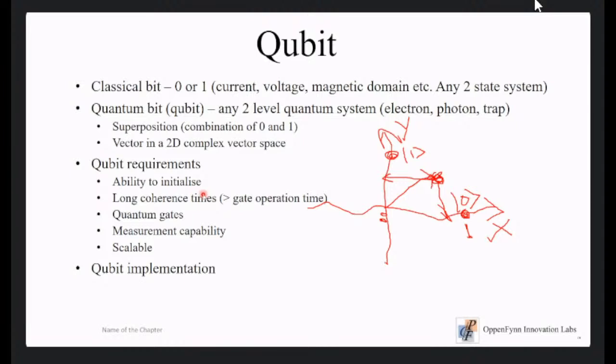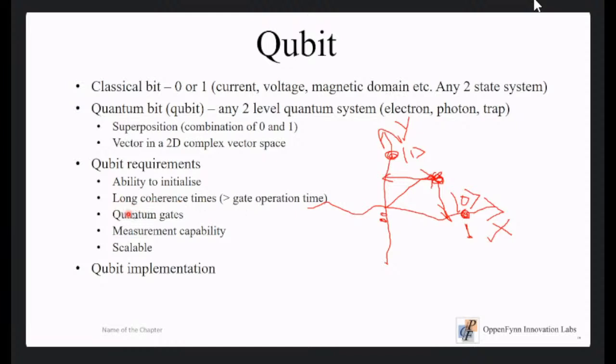And the minimum that you would need is that the qubit holds state 0 or 1 for as long as it takes to do the gate operation on it. That's why I said when we say long coherence times, we would like as long as possible, but the minimum required is that it should at least hold its state for as long as it takes the quantum gate to do an operation on it.